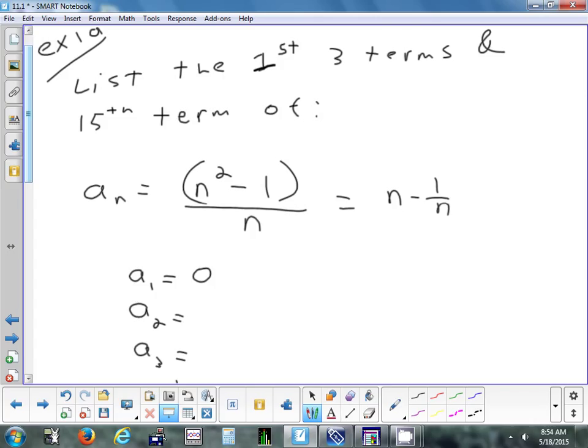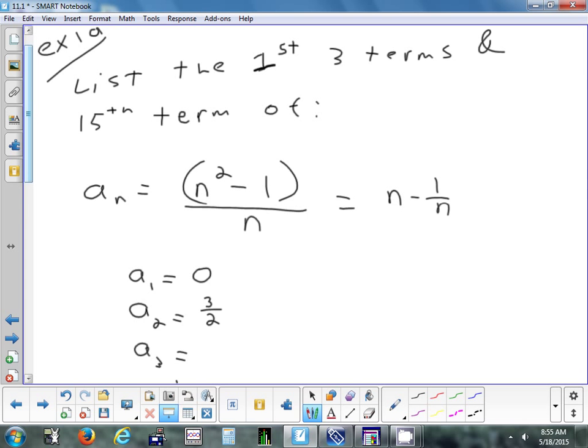Okay, second term? Michael? 1.5. Okay, and how'd you get that? I think you are correct, but how'd you get that? I plugged 2 in for n. Yeah, you plug 2 in for n. Because the numbers are going to kind of get messy, I'll leave it as a fraction. 2 squared is 4, minus 1 is 3, over 2, or 1.5.